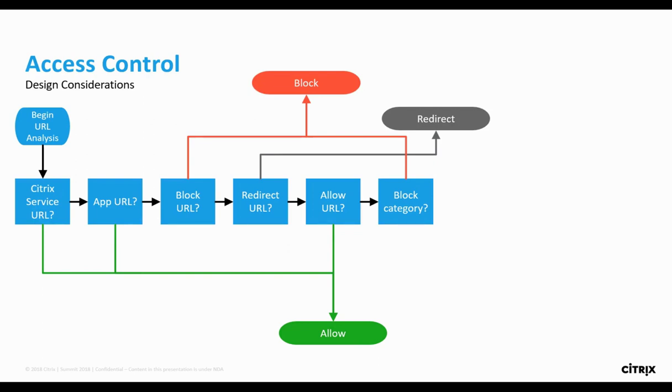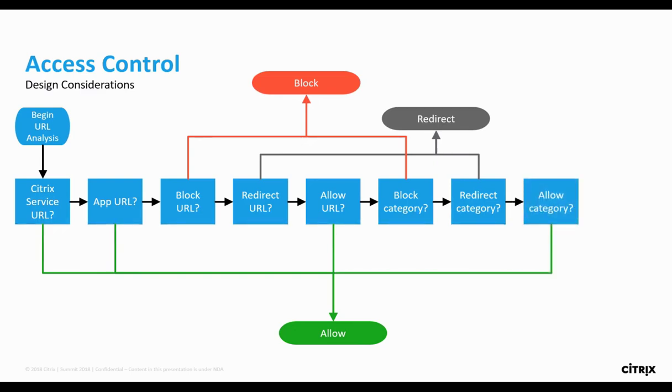So if I block a category, then it's blocked. Then if I redirect it, it's then redirected. And if I allow it, it's allowed. So block has priority over redirect and allow. Redirect has priority over allow. Specific URLs have priority over specific categories.